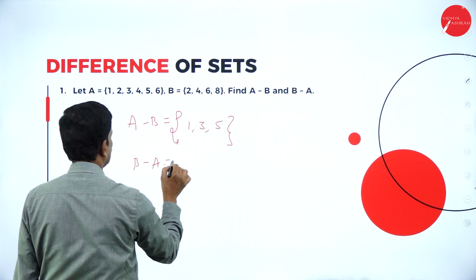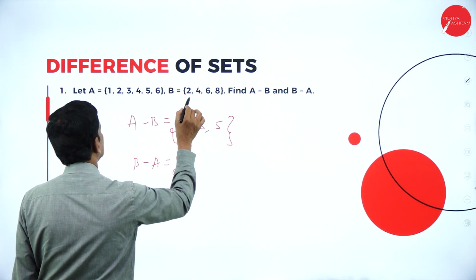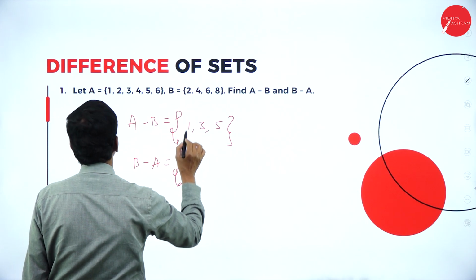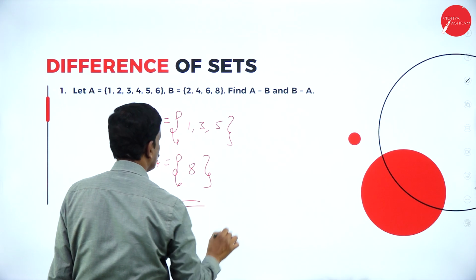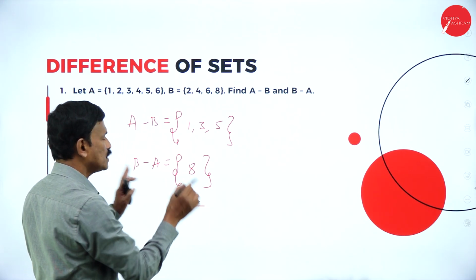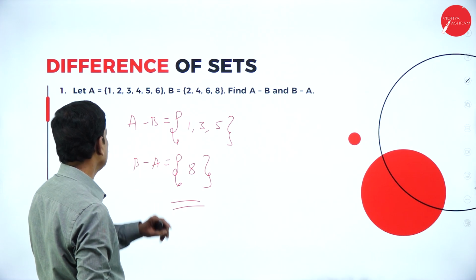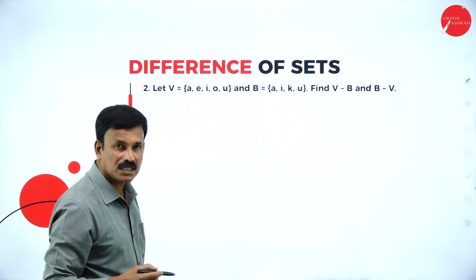B minus A, elements which are in B but not in A. So in B we have 2, here it is, 4 is also there, then 6 is also there, except 8. 8 is the only element which is not in A. That is, B minus A is {8}, A minus B is {1, 3, 5}. Hope you got an idea. Now, move on to one more example.